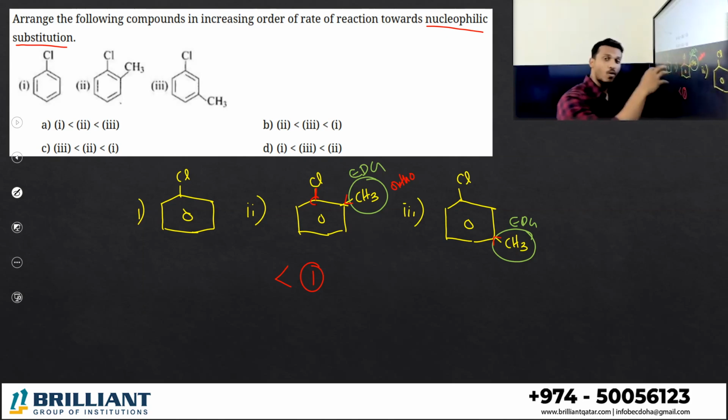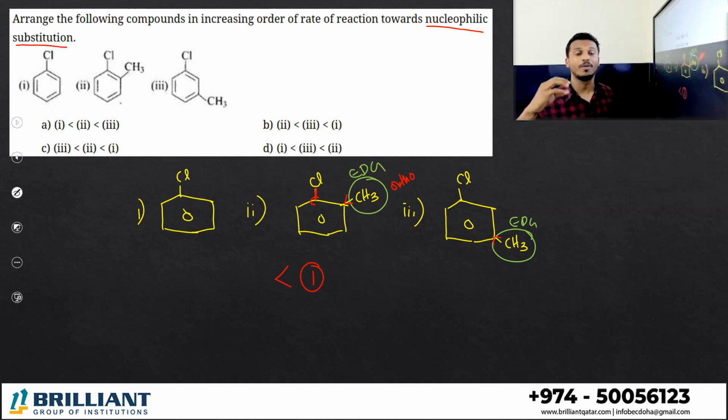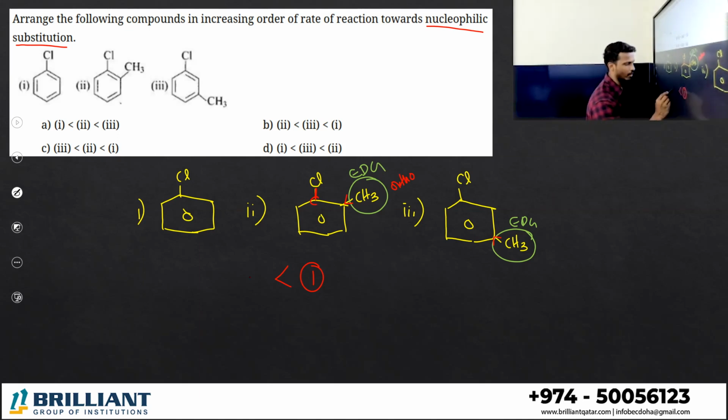It will give more electron towards the benzene ring, so the carbon-chlorine bond becomes stronger. You cannot leave chlorine faster. But the third option, meta. Meta position means a little away from the carbon-chlorine bond. So which will more easily undergo nucleophilic substitution? The third one. And the least one is the second one.